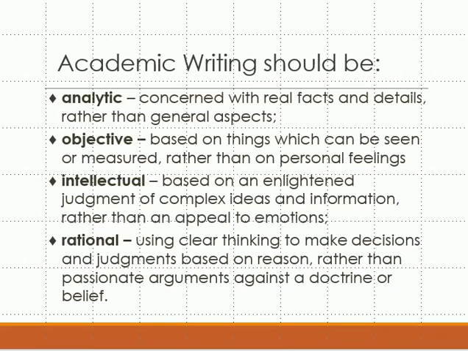So your academic writing should be analytic, objective, intellectual, and rational. Analytic means that you should focus on real facts and details. Objective means that your facts can be seen or measured. Intellectual means that your facts are based on enlightened judgments of complex ideas. And rational means that you are using clear thinking to make decisions and judgments.